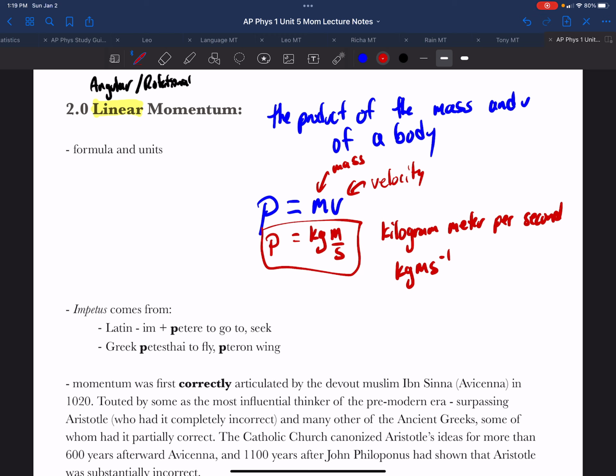Now, some people wonder why momentum has a p. Well, there's a long and rich history about momentum. In preparing this unit, it even occurred to me that maybe I should write a book about the history of momentum, because it's such an important, exciting idea. The word momentum is related to the word impetus, from the Latin im plus petere, which means to go to or seek. So this is movement, to go to, to seek. The momentum of something kind of wants to go somewhere, almost like it has purpose.